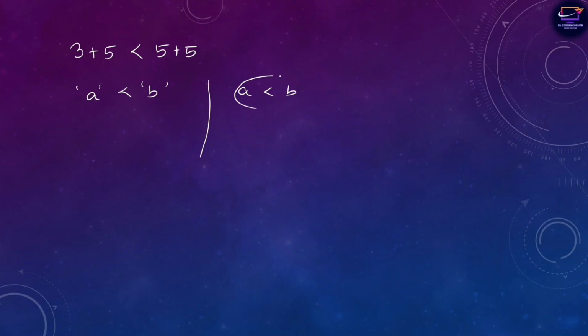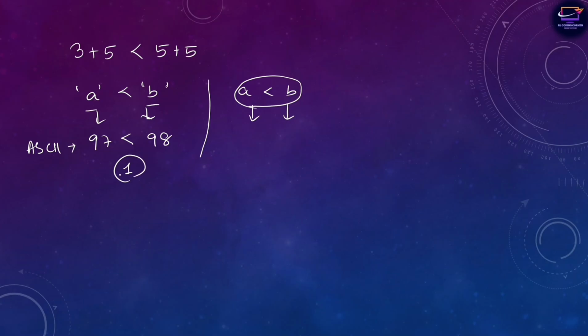Because here a is a simple variable and b is also a simple variable, whereas there, 'a' and 'b' are single characters because they are enclosed within single quotation marks. So when 'a' less than 'b', the ASCII value of 'a' is 97 and the ASCII value of 'b' is 98. Here is their ASCII value. So is 97 less than 98? True, so it will return 1, right?